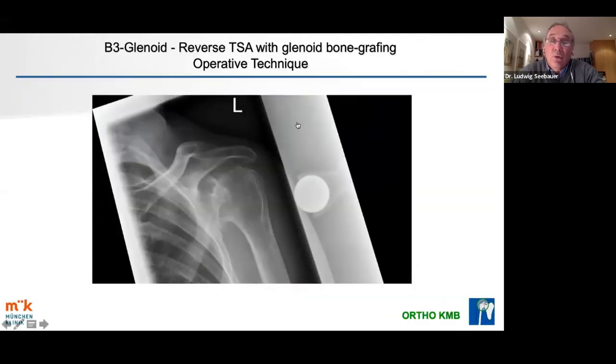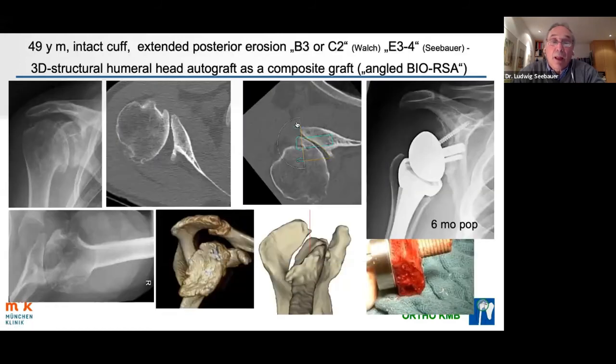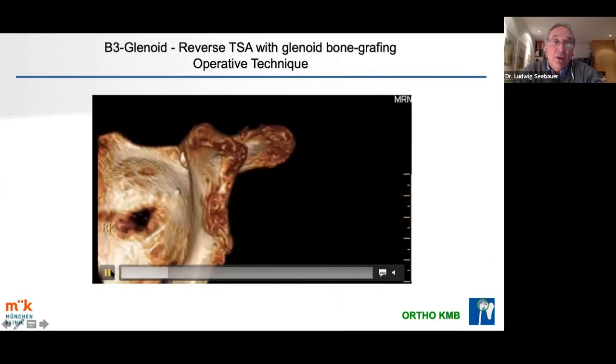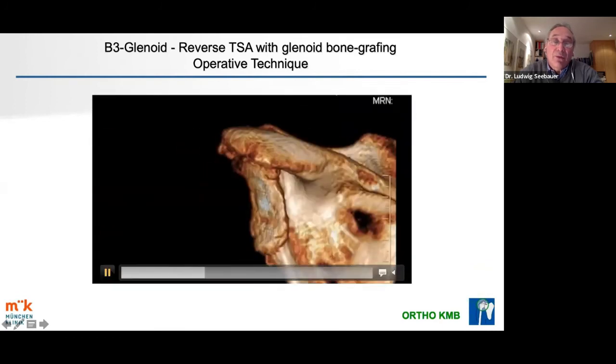We have to do too much resection here of the bone stock, and this medialization will weaken the deltoid, and therefore we have to do a bio-RSA to rebuild that. And that we planned virtually on the computer. And I would like to show you another case. It's not the video of that, how we did that intraoperatively.